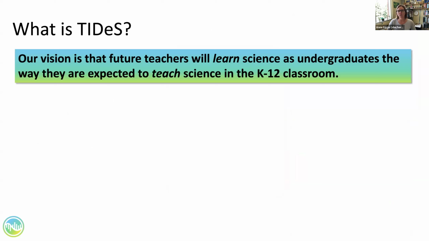Our vision is that future teachers will learn science as undergraduates the way they are expected to teach science in the K-12 classroom. And this might seem like a really radical notion, but as you are probably aware from a lot of the recent research, a lot of what's still happening in undergraduate STEM is lecture-based and not very interactive, especially at the introductory level, whereas these courses are really critical science content and methods courses for the teachers that are going into the K-12 classrooms. And that's not what we're expecting them to do in those classrooms.